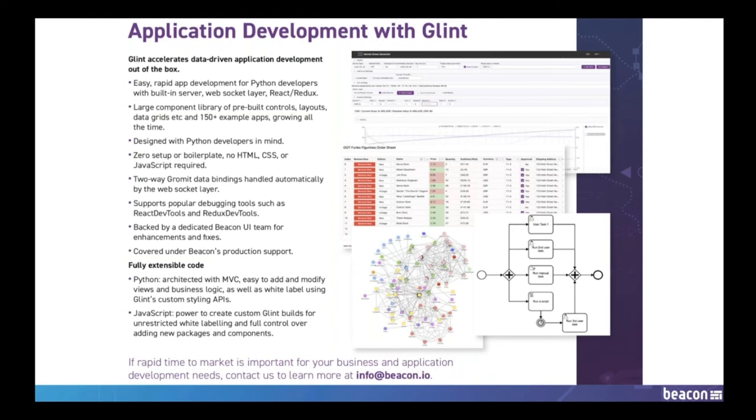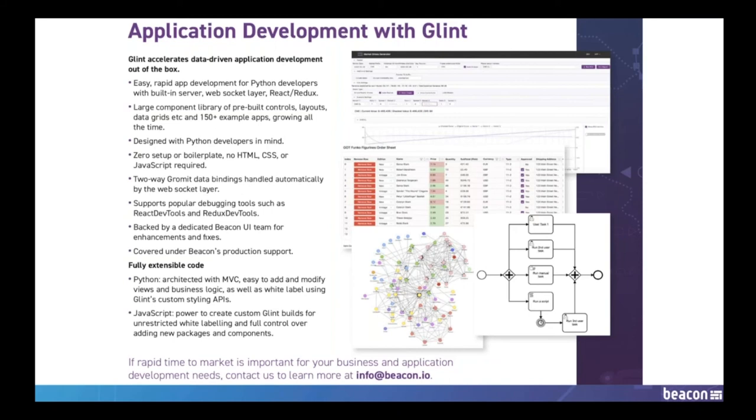Three, abstraction layer to the client-side ecosystem. Glint abstracts away the intricacies of HTML, CSS, JavaScript, and its cottage industry of client-side frameworks and libraries to a simple, easy-to-use Python-based library where the business logic lives, all accessible from a unified IDE experience.